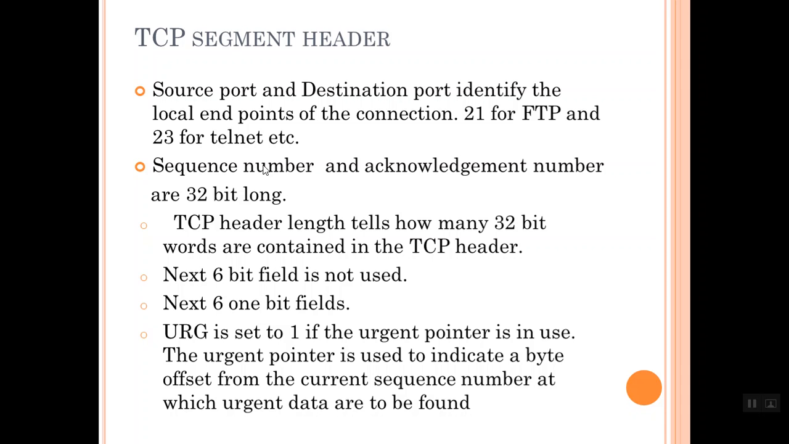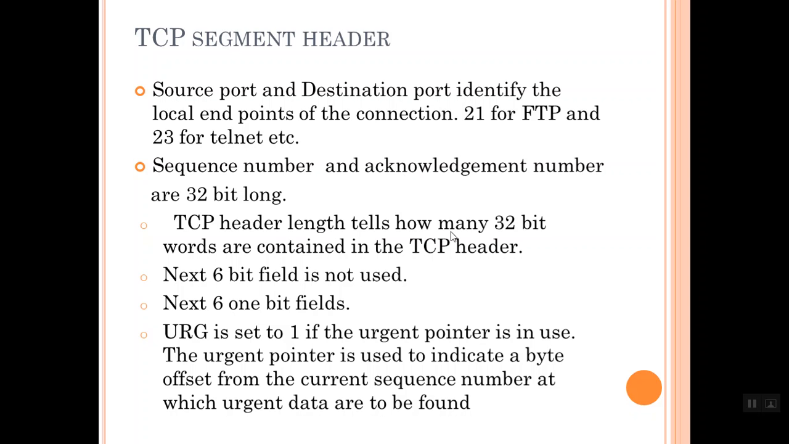Then the sequence number and acknowledgement number are usually 32 bits long. Sequence numbers are used to identify the position or number of the byte, whether it is the first byte, second byte, or third byte, etc. The acknowledgement number is used to identify which byte or which segment is needed next.